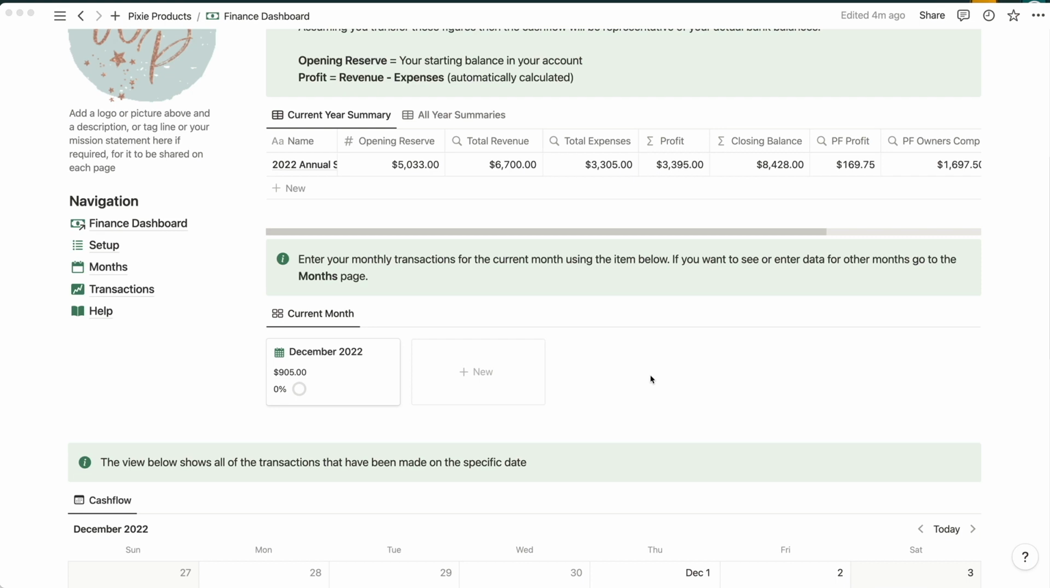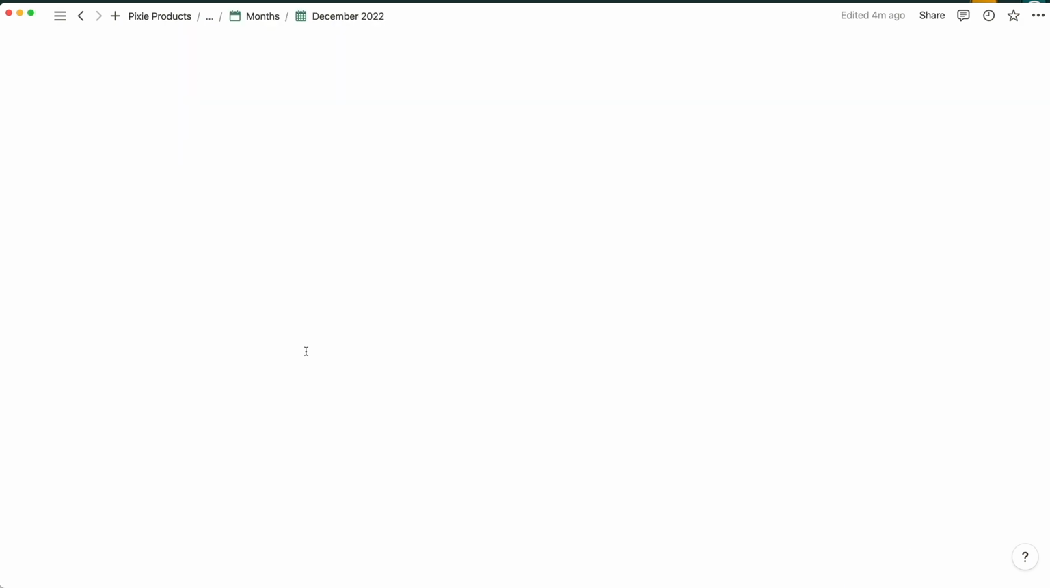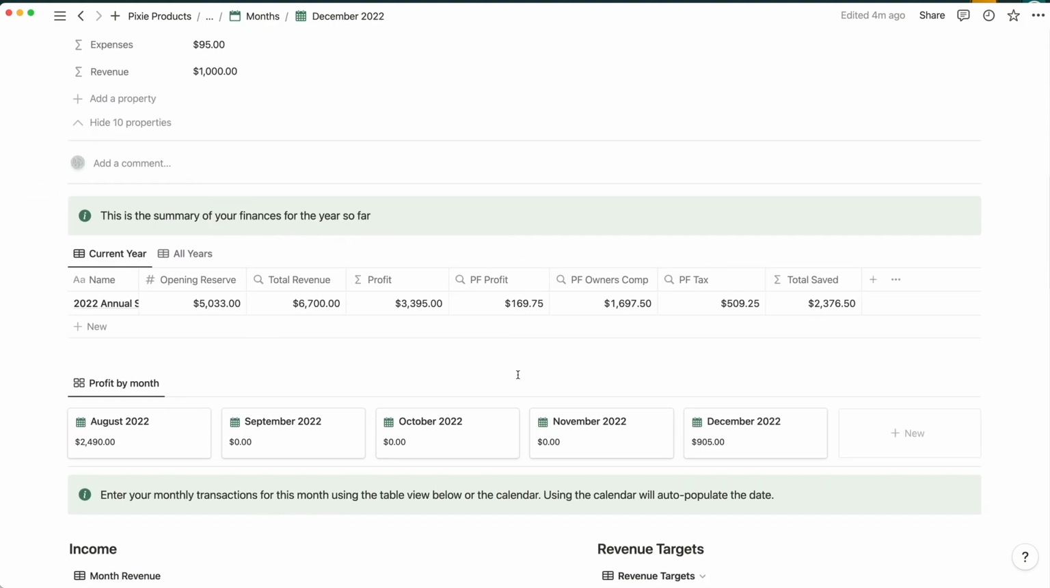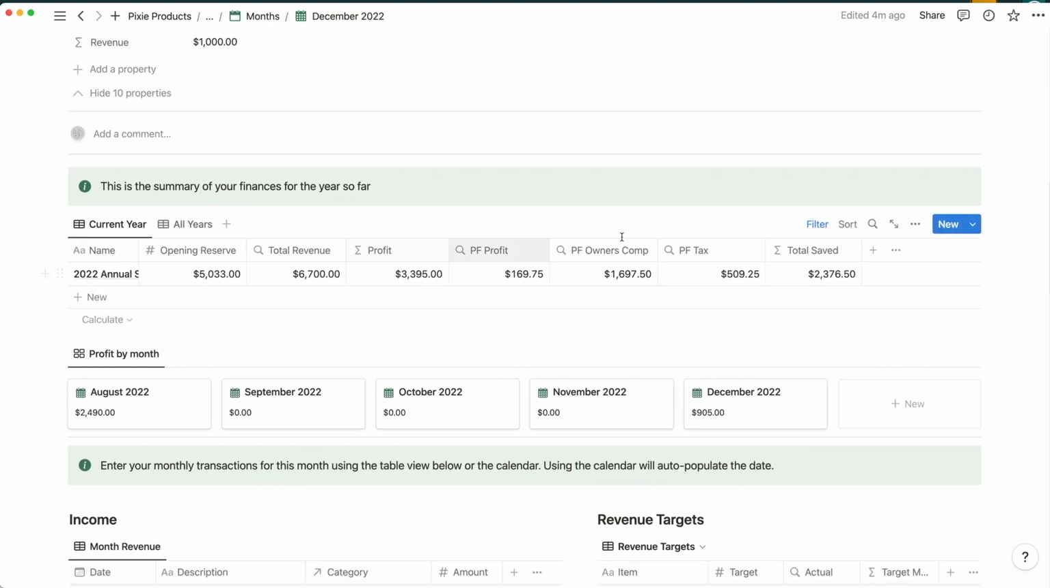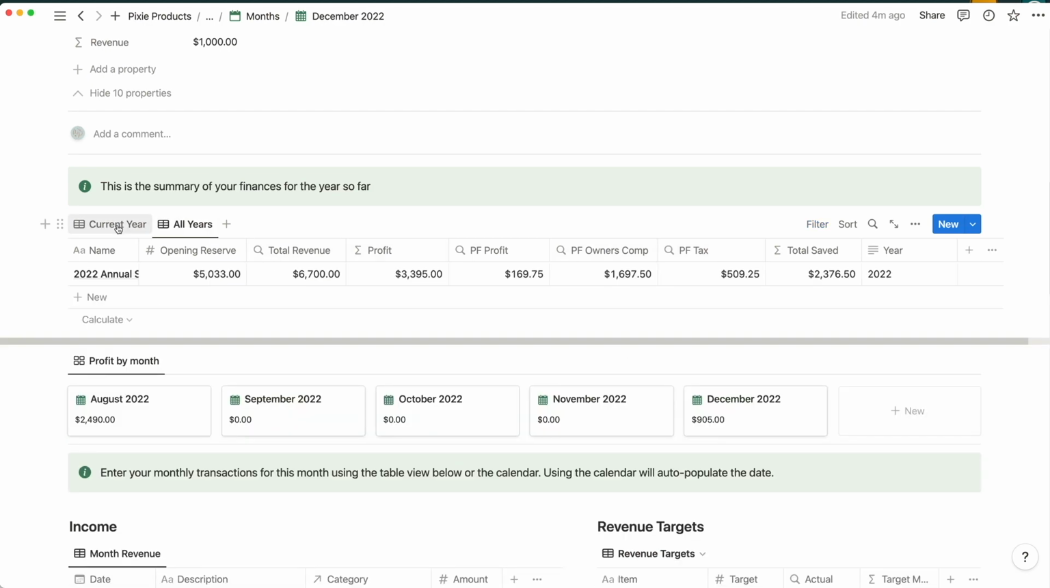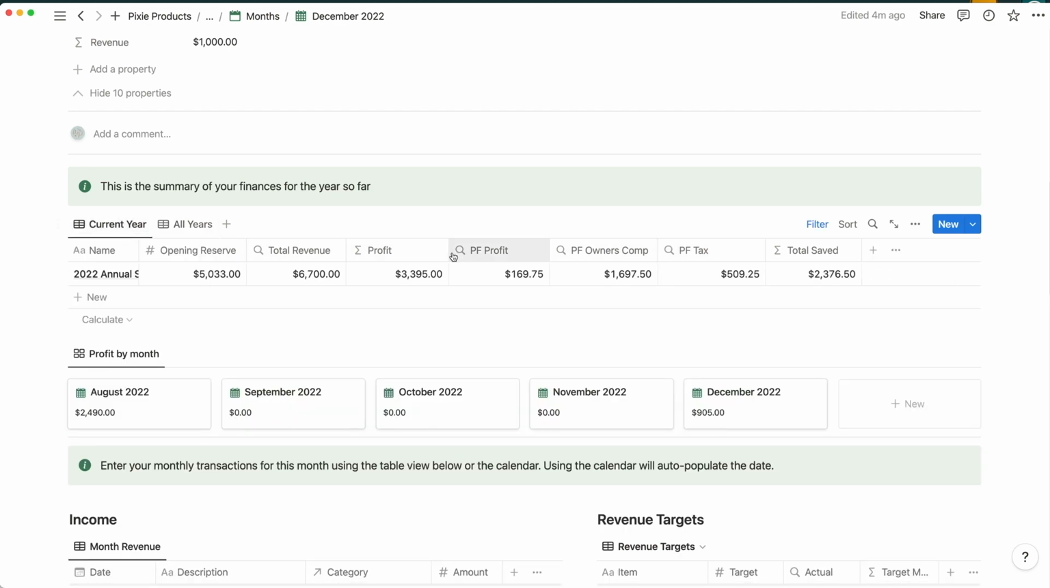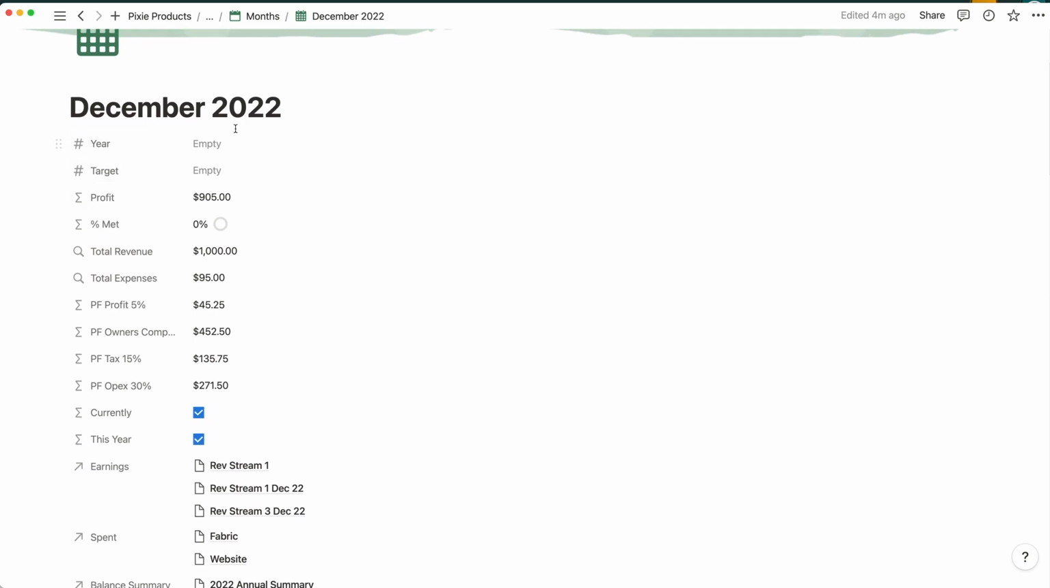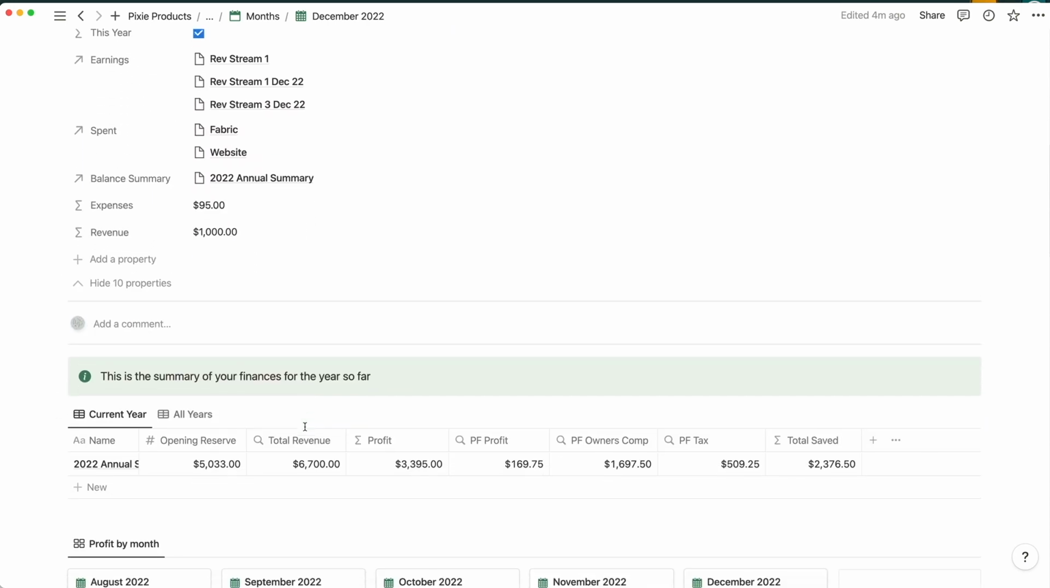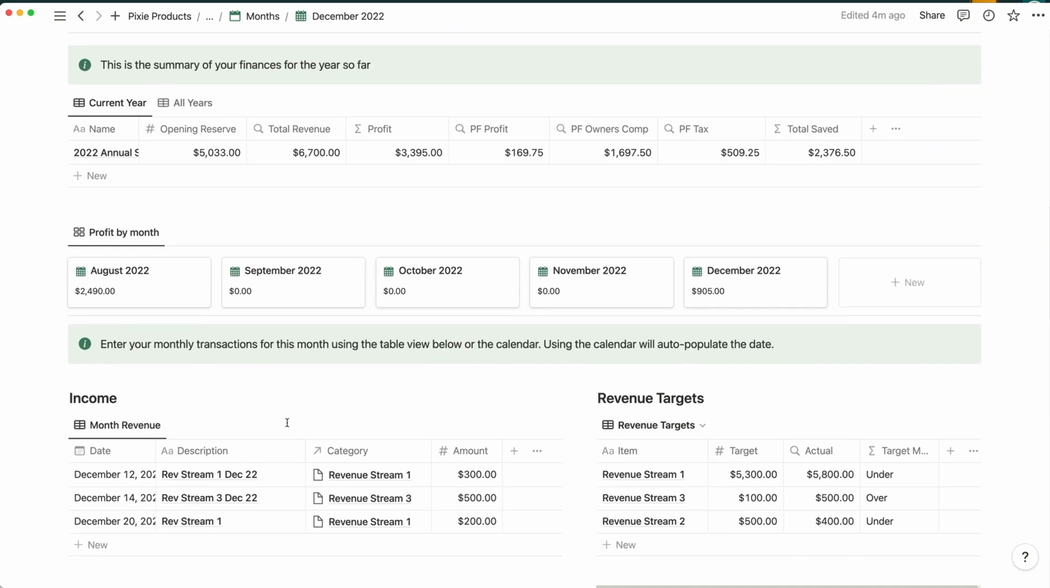So we have monthly accounts. For each month, you can go in, and it's December 22 at the moment. You can go in and look at, again, the detail for the current year or all years, see where you are for that. Up in the properties here, it tells you for this month what the target would be, what your profit is, what your revenue, etc., has been based on the transactions that you've entered.